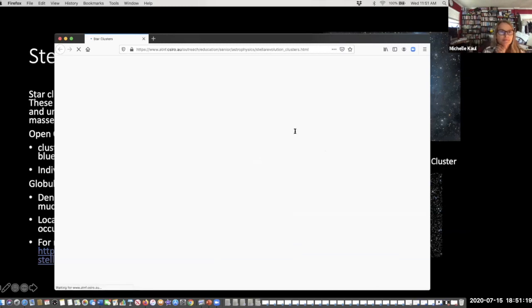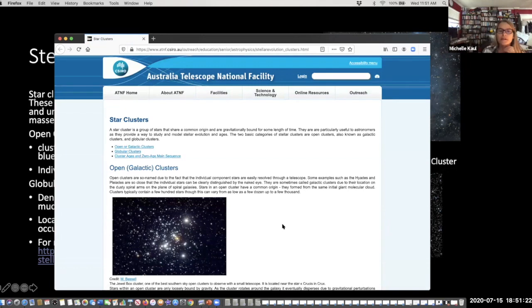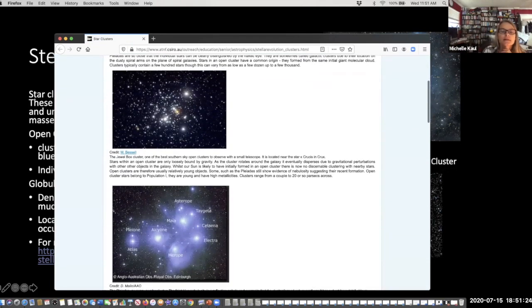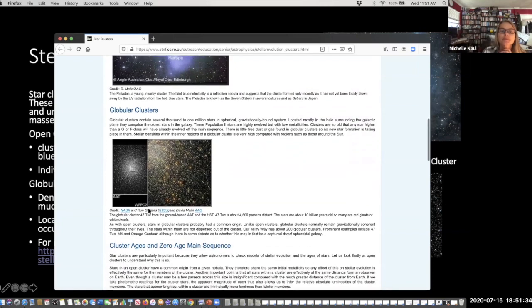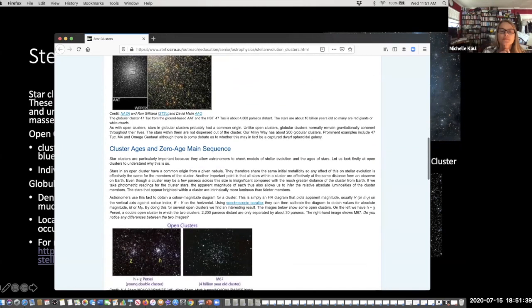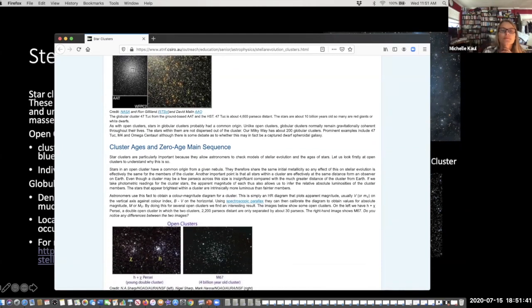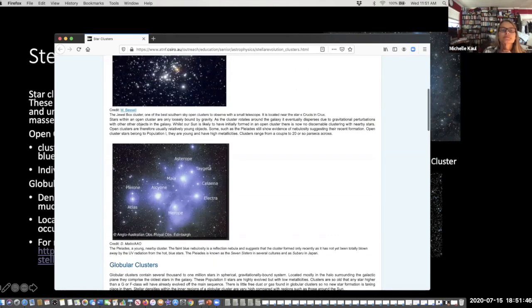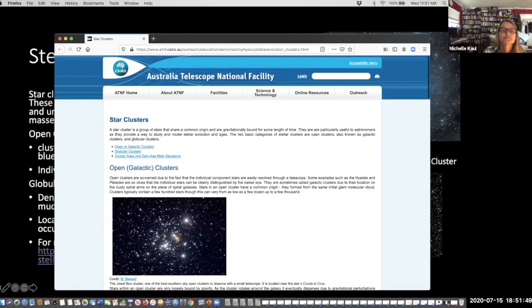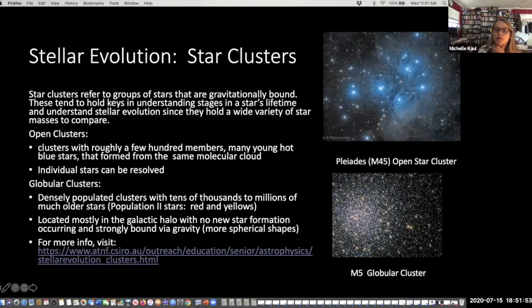So a good site to visit on star clusters is here. Here we have open clusters. That's the Pleiades. This is the Jewel Box cluster. It gives you a view on a different type. And then we have so many different types of globular clusters here. I have that link in there and you can explore more information on here.